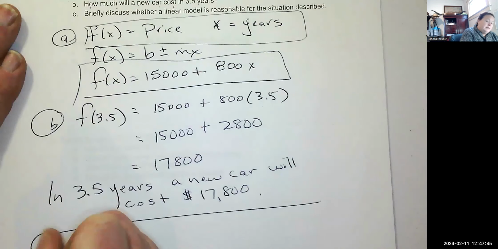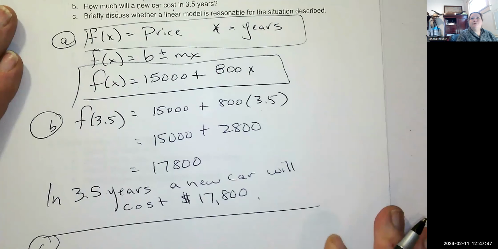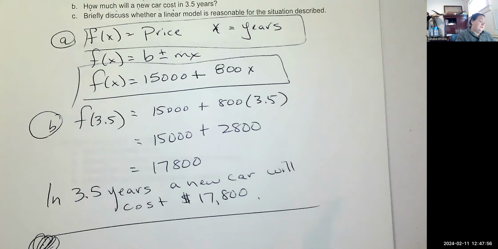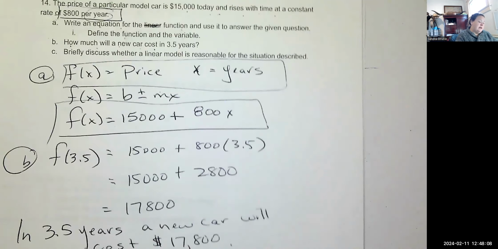And then C is briefly discuss whether a linear model is reasonable for the situation described. I'm not going to do that to you because there are too many other variables in deciding whether or not that could be correct. So C is not going to be a question for you.